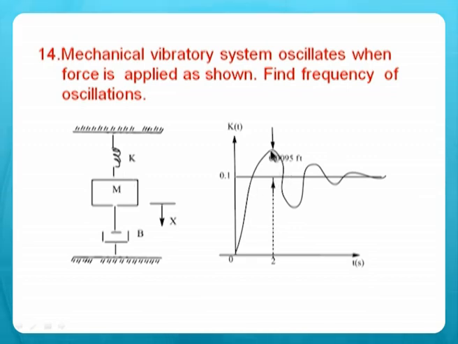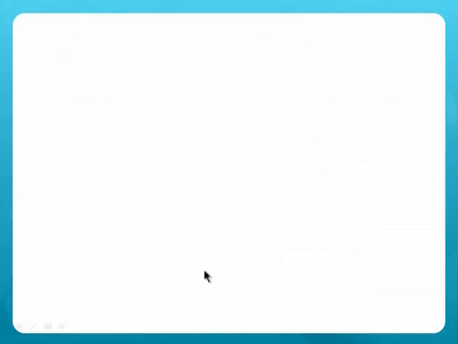You can see the peak overshoot as 0.095 and settles at 0.1, and the peak time is given as 2 seconds. This is the time required for the response to reach the highest peak. So it is 2 seconds. This is the data given, and you are asked to calculate frequency of oscillations omega n and omega d.